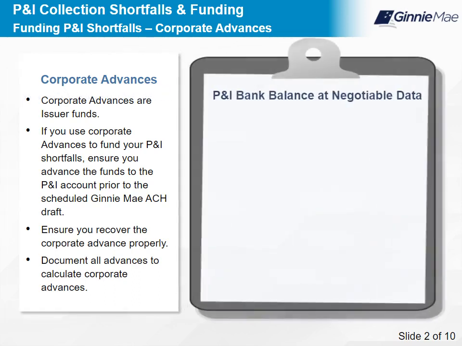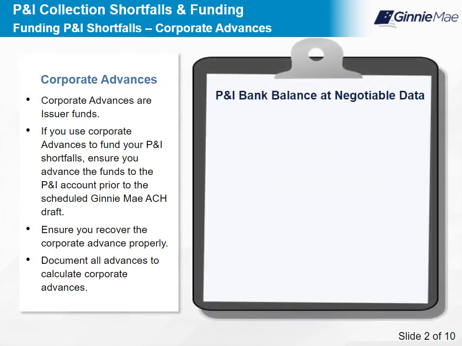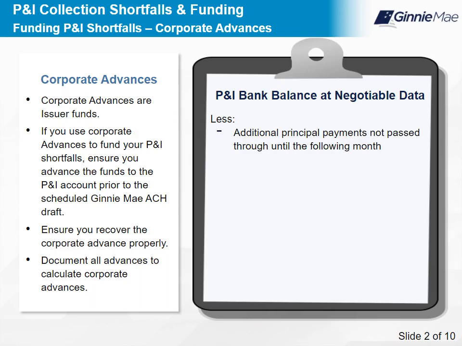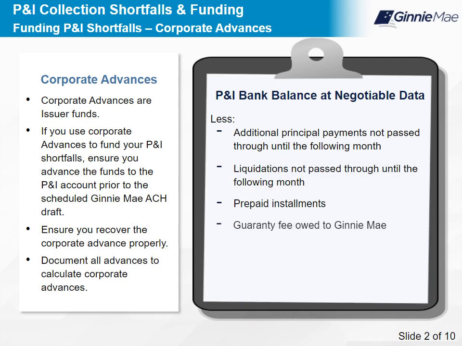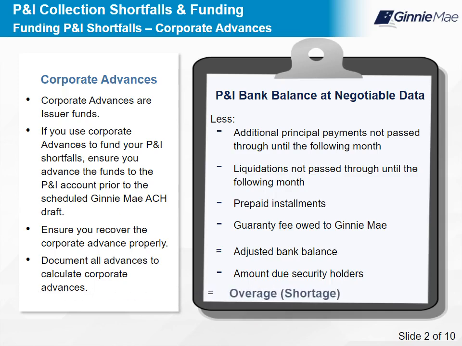To calculate corporate advances on Ginnie Mae 1 MBS, subtract the following from the P&I bank balance: additional principal payments not passed through until the following month, liquidations not passed through until the following month, prepaid installments, guarantee fee owed to Ginnie Mae. This results in the adjusted bank balance. Subtract the amount due to the security holders. If the resulting number is positive, you have an overage. If it is negative, you have a shortage.